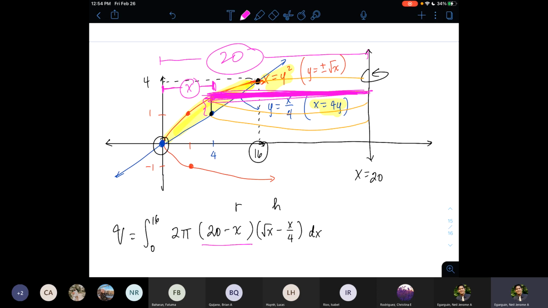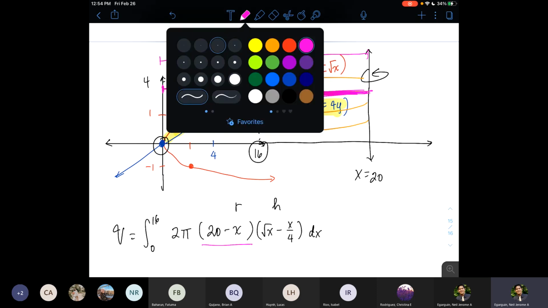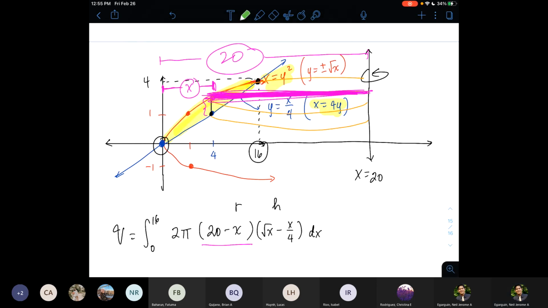Oh, Fatuma, you got it on the second try. It won't just be 20 minus 4. Why? Because if my cylinder is here, if my cylinder was here, definitely it's not going to be 20 minus 4 because this is not 4 units. That can be any x unit. So in general, that's going to be 20 minus x. All right.